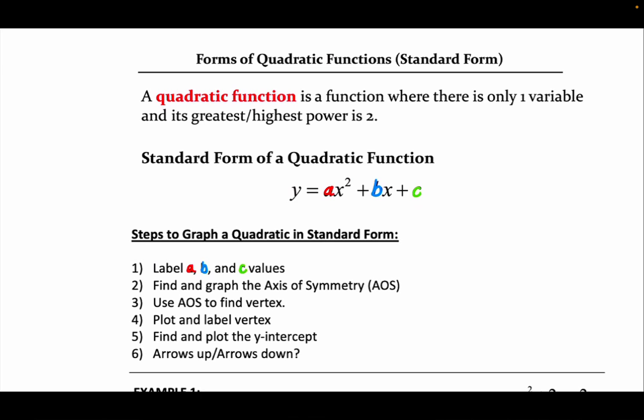We're still dealing with quadratics, so everything you see, the biggest power is going to be 2. Okay? Today, we're dealing with a specific type. Standard form. Okay?